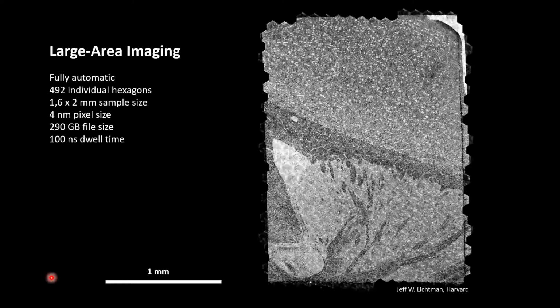Large area, and this is what I really could consider large. So we're talking here about around 2 millimeters by 1.5 millimeters cross section. We can image that in pretty much 6.5 minutes. That's really fast. So this would take you very long on a single beam machine.